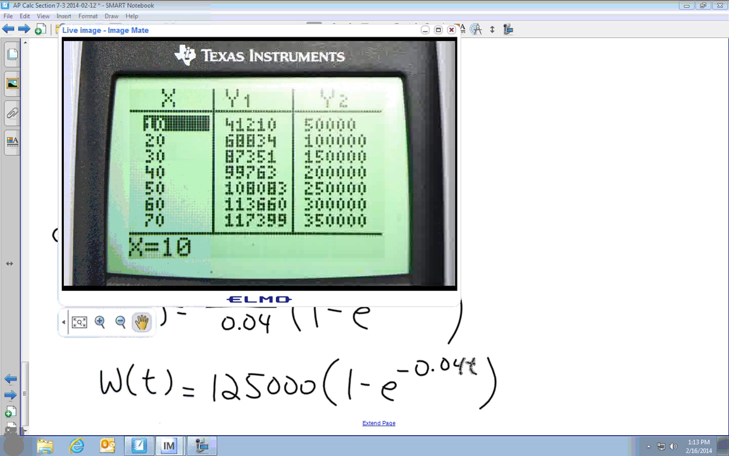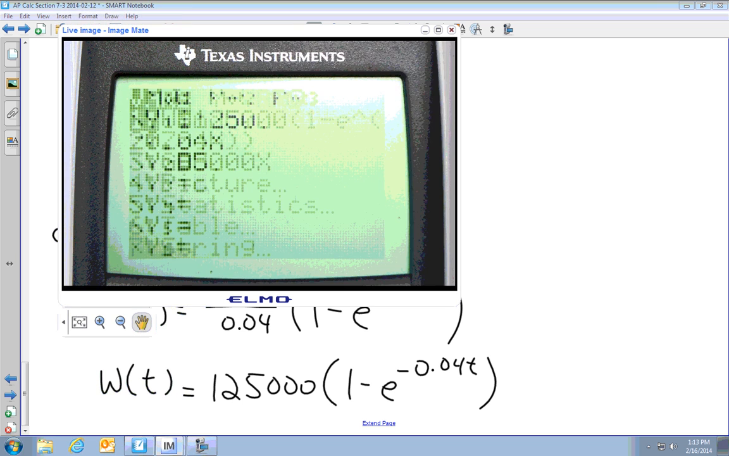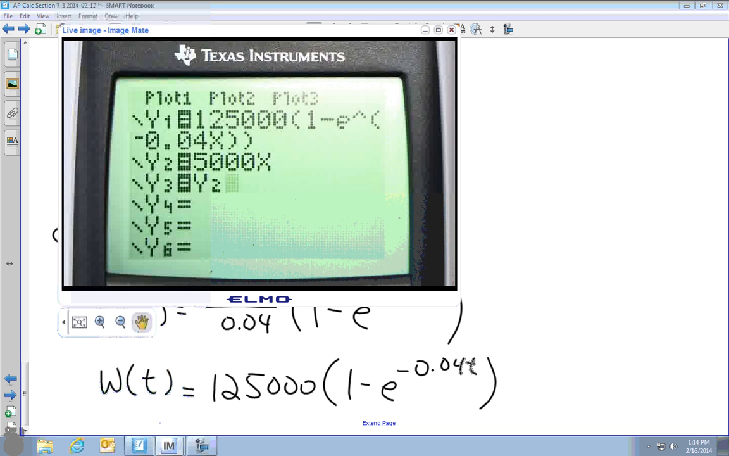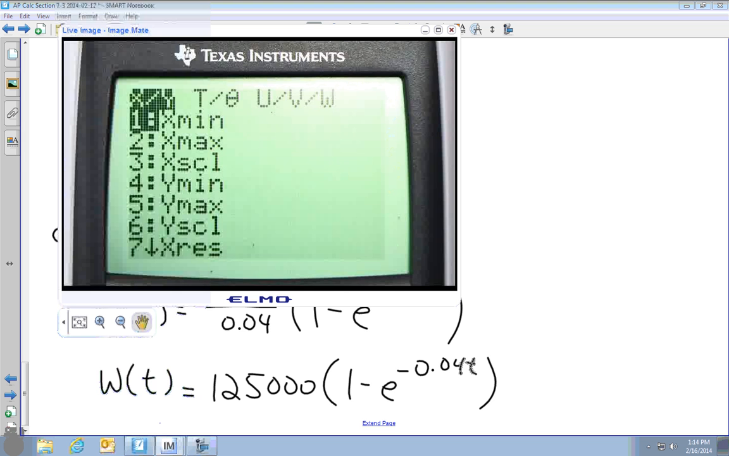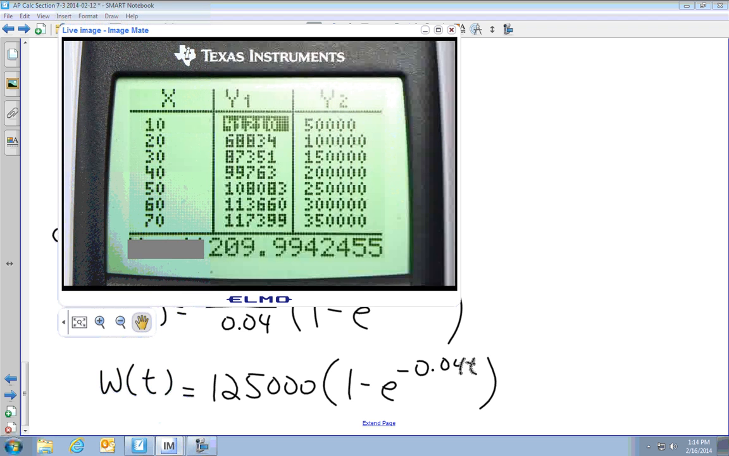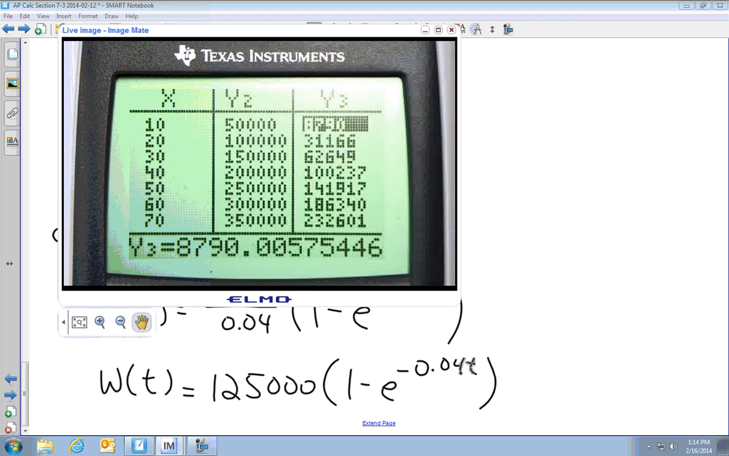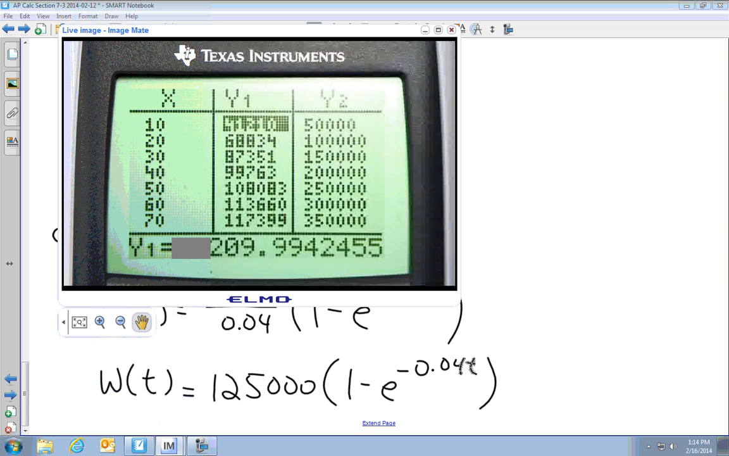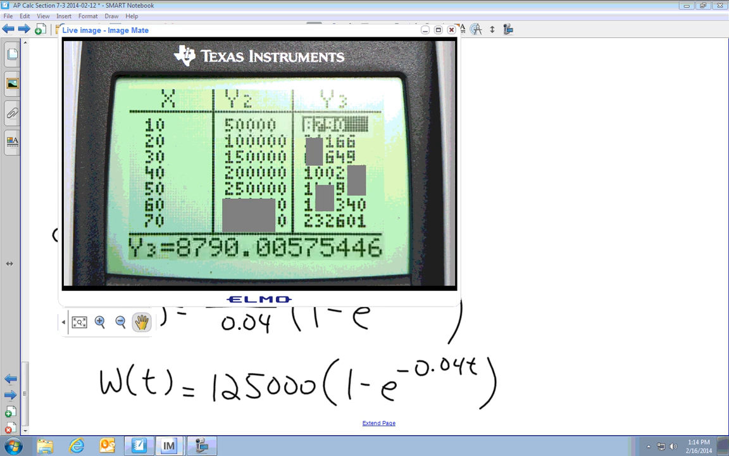So let's actually use that in y3. In y3, we'll tell it to take y2 minus y1. And let's see if that gives us our leakage amount there. The first leakage should be a little less than 9,000, because we've had 50,000 cubic feet of water flow in, and we only have 41,000 and some change remaining, so about 9,000 is all we should have lost, and that's what we're at. Okay, so there is our volumes of flow and our volumes of leakage.